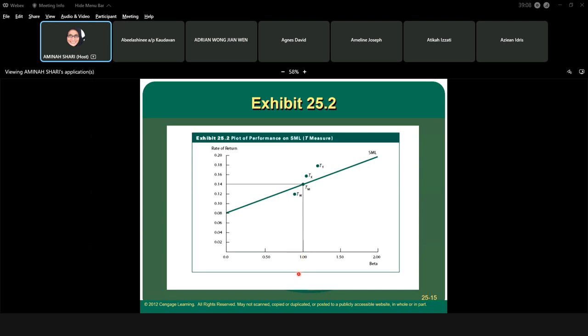Okay, what happen when beta market equal to 1, okay, kita boleh tengok dia punya rate of return equal to 14%. Okay, ini market and then you boleh tengok, okay, manager W ni yang underperform, yang lain semua outperform the market, nampak tak? Okay, tadi yang I discuss.